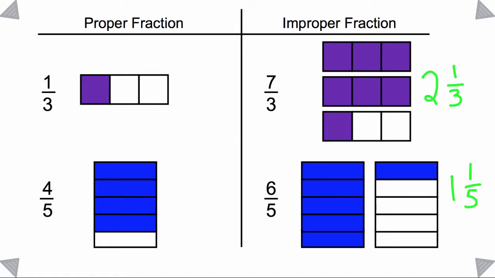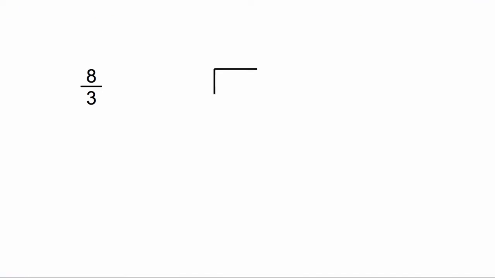This is one way to change an improper fraction to a mixed number, but we have an easier way to do it by dividing. Let's go ahead and check that out. So we know that a fraction is just like a division problem. 8 divided by 3. So we're going to go ahead and put this into our house, and 8 is going to go on the inside because our numerator is always going to be on the inside. And then we're going to put 3 as our divisor.